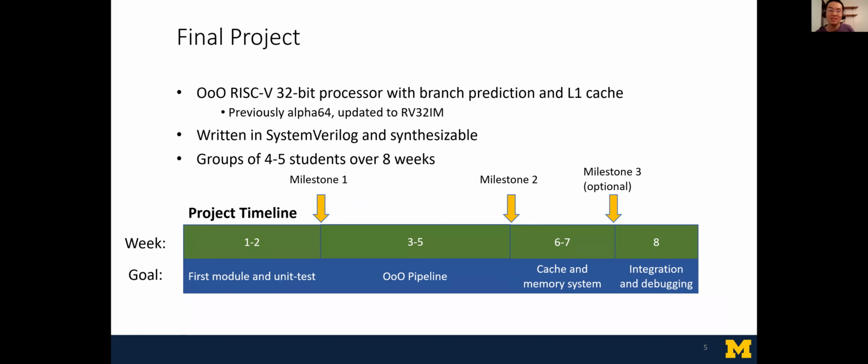Milestone 1 ends after 2 weeks, in which students will write their first module and test it. Then they spend the next 3 weeks to complete the out-of-order pipeline for milestone 2. In weeks 6 to 7, they'll work on caches and the memory system with an optional milestone meeting, and eventually finish integration and debugging by week 8.